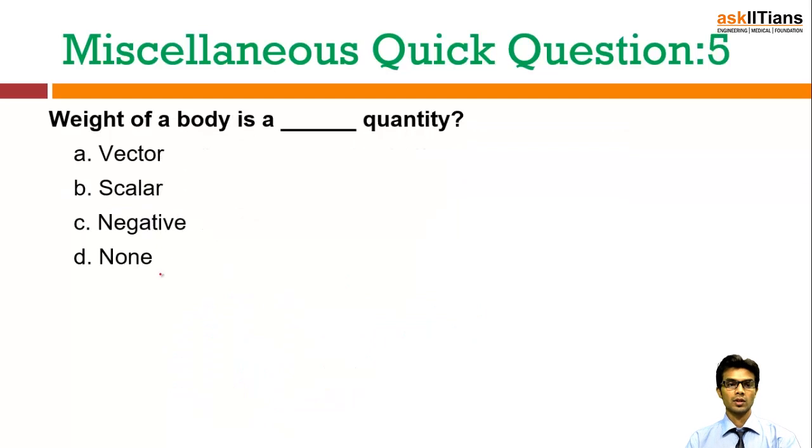Now, the weight of a body is a vector, scalar, negative, or none? Which type of quantity is it? Weight. The unit of weight is Newton, so it is a vector quantity. Weight is a vector quantity. That's all for these miscellaneous quick questions. Thank you.